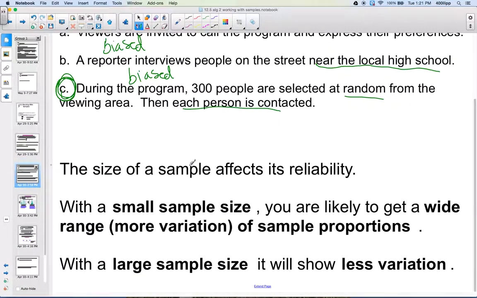Okay, so like we said before, the size of a sample affects its reliability. With a small sample size, you're likely to get a wide range, more variation of sample proportions. With a large sample size, it will show less variation. You can also think of this like your test scores. When I first put into Jupiter Grades your one quiz or one homework assignment, that's going to really affect your grade. But then as we have more homeworks and more quizzes in Jupiter Grades, each one is going to affect it less. So you can think of it more like that.